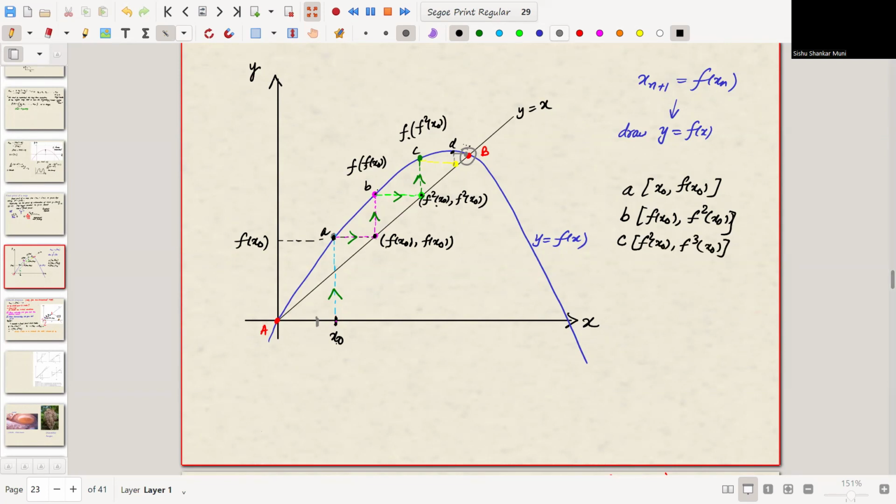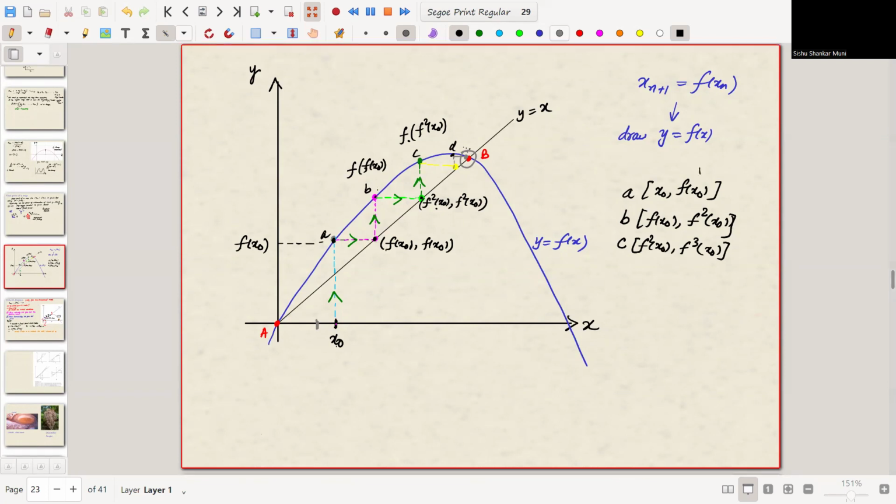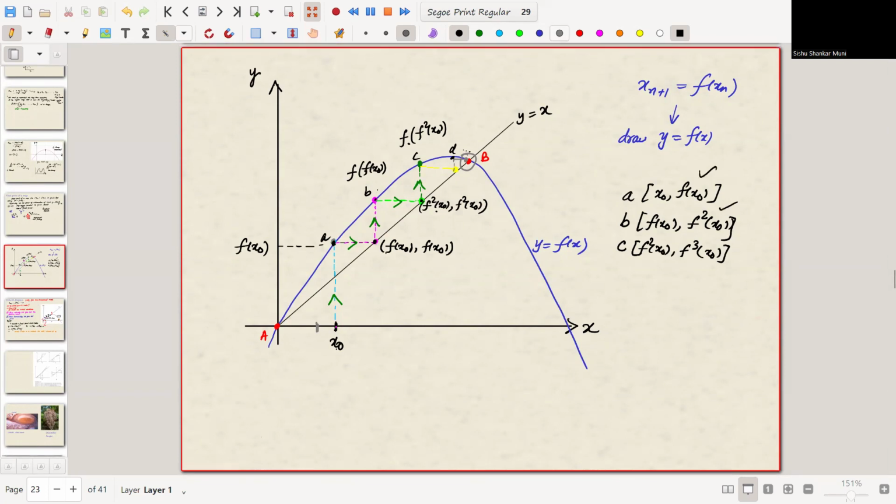So now you can see these points are basically the iterates of the map. I told you, you start from x naught, then iterate the map f, you get f of x naught, iterate again you get f2 of x naught, iterate again f3 of x naught. Our job is to find the behavior of this trajectory. The same thing is being done by the cobweb. Now I think you got the idea.